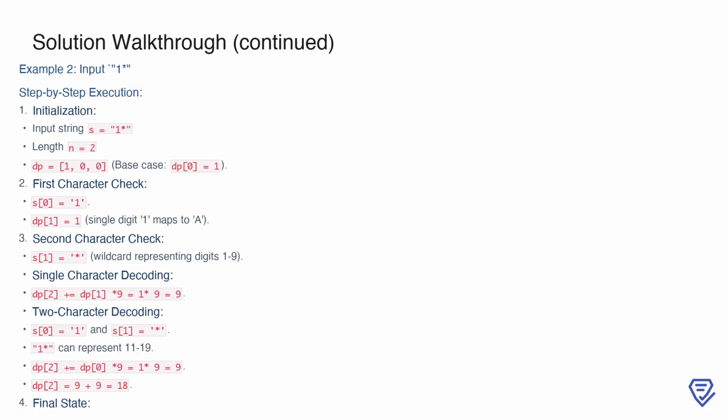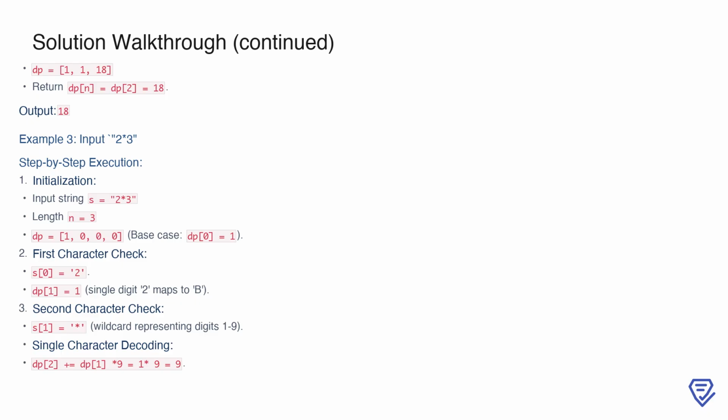Moving to the second character, s1, is asterisk. First, we calculate the single character decoding for asterisk. Since asterisk can represent any digit from 1 to 9, we add dp1 * 9 to dp2, which gives us 9. Then, we evaluate the two-character decoding for the substring 1 asterisk. The combination of 1 and asterisk can represent numbers from 11 to 19, so we add dp0 * 9 to dp2, which is another 9. Summing these contributions, dp2 becomes 18. At this point, the dp array is 1, 1, 18, and we return dp[n], which is dp2, giving an output of 18.